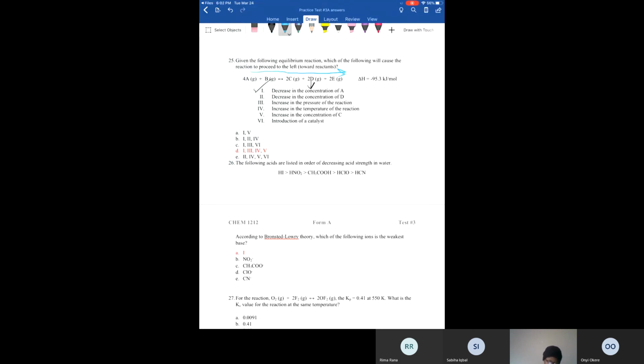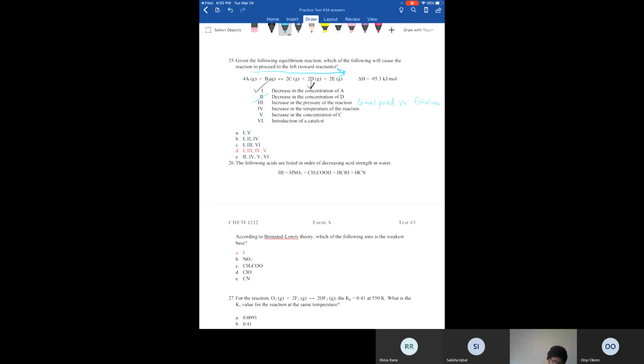So no, not 2. 3, increasing the pressure. If you look at the moles, you have 6 moles on the product side versus 5 moles of reactant. So you have more product than reactant. Increasing your pressure shifts towards the smaller moles, so it's going to shift towards the reactant side. So that is a check.